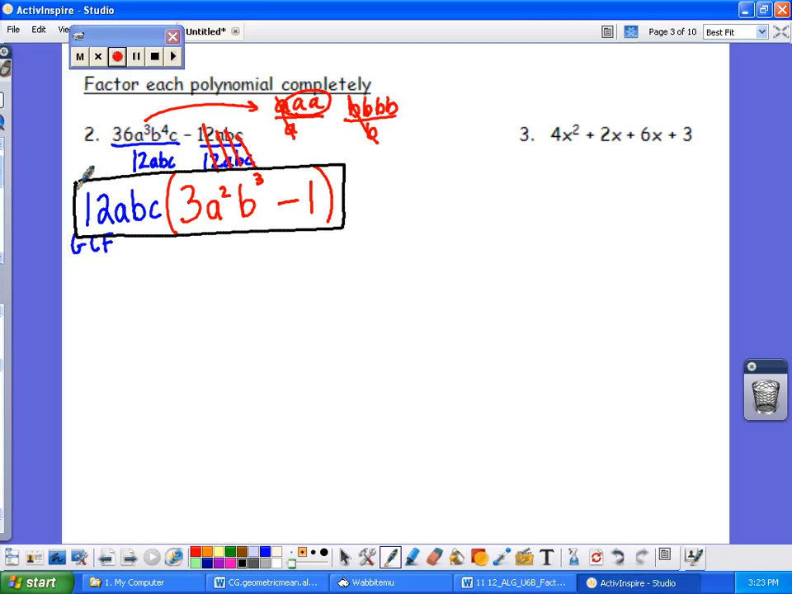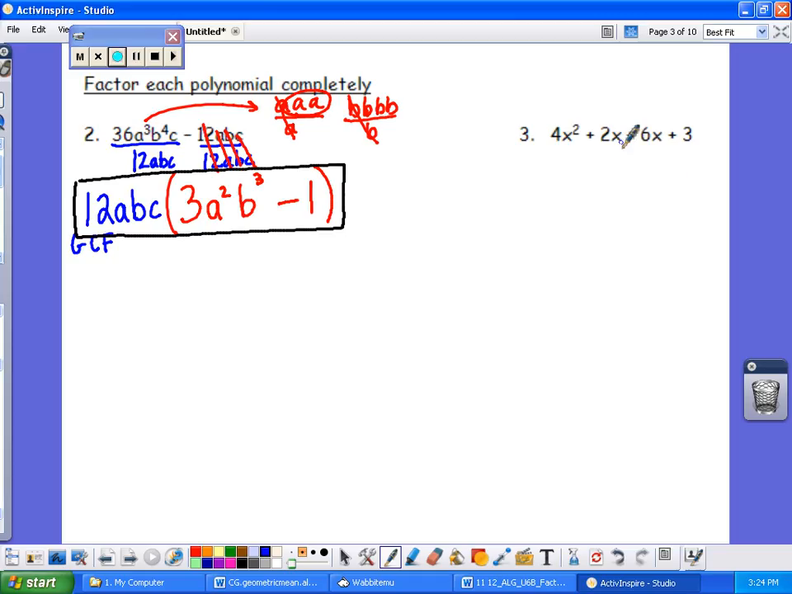The next one, I notice there are 4 terms. Okay, so I first look and see, is there anything that is common in all of these? Well, the last one doesn't have an x, so I can't pull out an x. And I can't divide by 2 because 4 can be divided by 2, 2 can be divided by 2, 6 can be divided by 2, but 3 can't be divided by 2. So there's nothing in common for all of them.